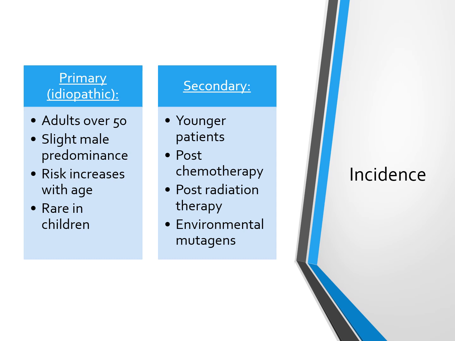And then we may have a secondary myelodysplastic syndrome, which is going to affect younger patients. It could be environmental mutagens, post-radiation therapy, or post-chemotherapy. So a lot of patients, again, we've talked about this, but a lot of patients who go through chemotherapy and radiation treatment for other cancers can then be more susceptible to developing myelodysplastic syndrome.